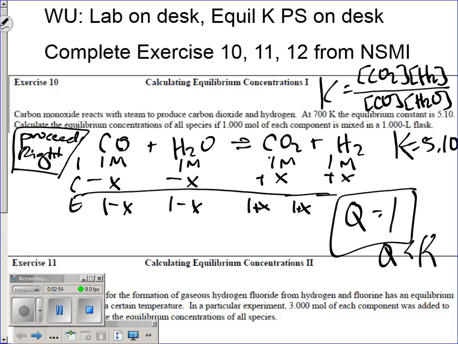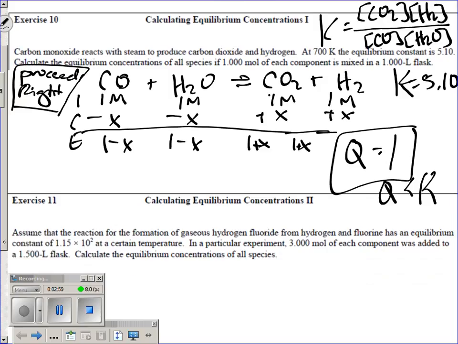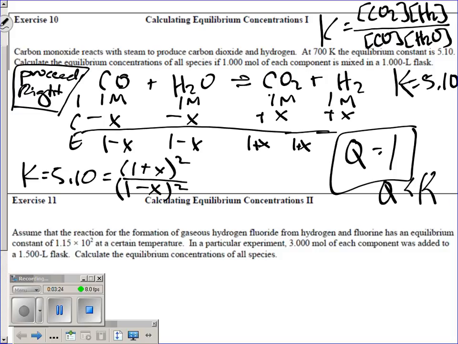Okay, so then how do I set this up to solve for X? Okay, so you're going to go ahead and square root. I'm going to set up the beginning of that. So K is equal to 5.10. And now when you plug your values into your K expression like we have up there on the top, it's 1 plus X squared over 1 minus X squared. So products over reactants, right, squared. You got that so far? And then Levi said square root the whole thing, basically. What's the square root of 5.0?